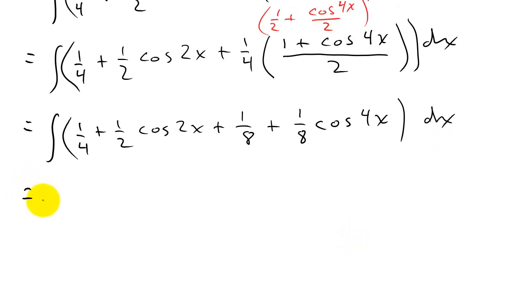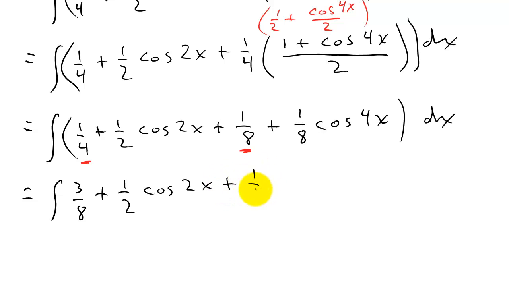Alright, and so now I'm going to get 3/8. All I did here is add the 1/4 and the 1/8. That gave me 3/8 plus 1/2 cosine 2x plus 1/8 cosine 4x dx. Alright, so now it's ready to where we can integrate this.